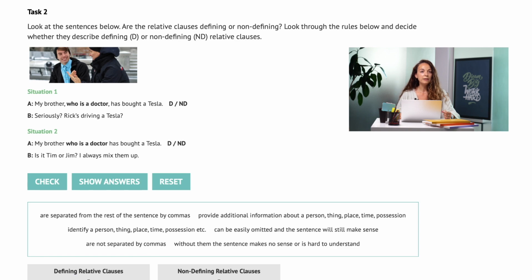Which situation do you think is defining? Totally, it's situation 2. Why? Because you've got two brothers and the relative clause, who is a doctor, tells me which brother has bought a Tesla. So it basically defines one of two. At the same time, in situation 1, there's just one brother, Rick. The fact that he's a doctor is non-defining because I know your brother and don't need to figure out who it is. Got it right?